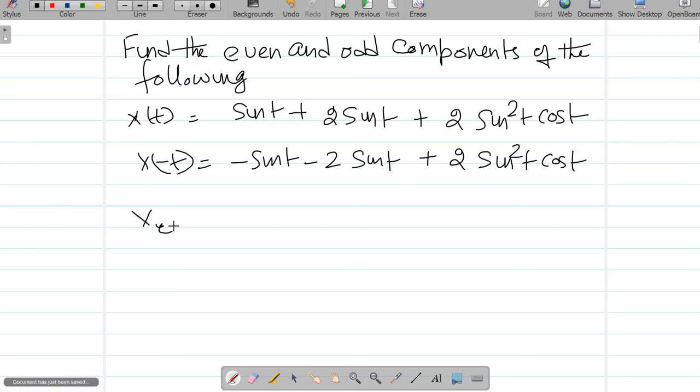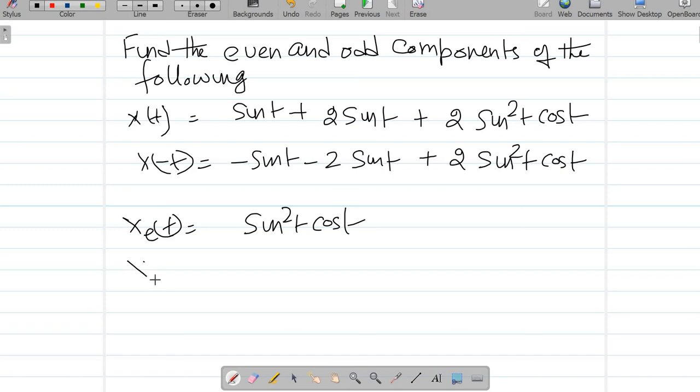So the even part of the signal, I have to just add up these two. When I add up these two, these two terms will get cancelled out, and finally I will end up getting positive. So the odd part of the signal is sine t plus 2 sine t.